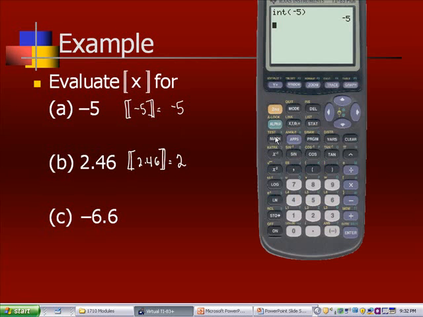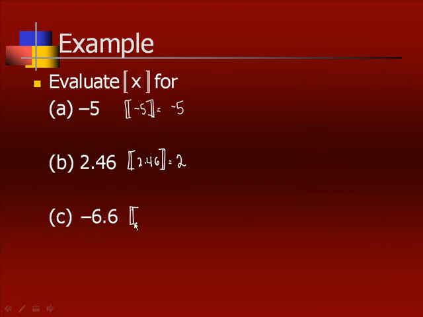So if we did it on our calculator, we're going to go Math, slide to Number. Number 5 is int of 2.46, which is 2. And same thing for the greatest integer function of -6.6. It's the largest integer that's less than or equal to that, which would be -7.